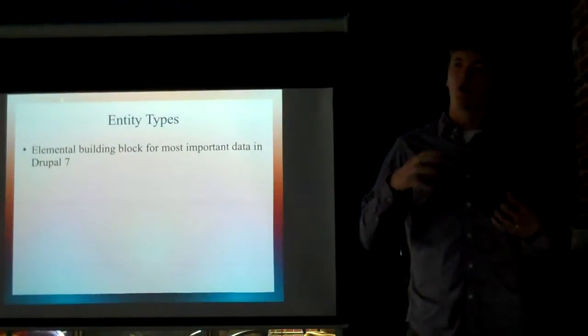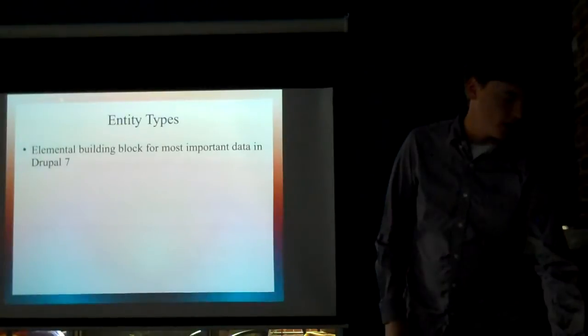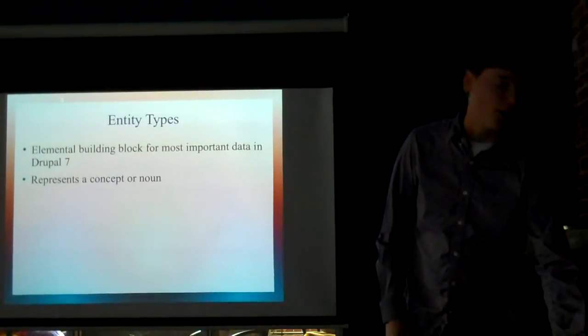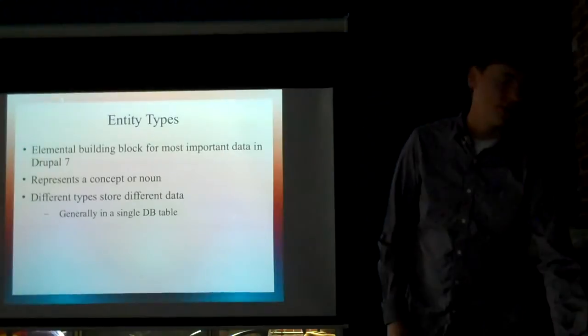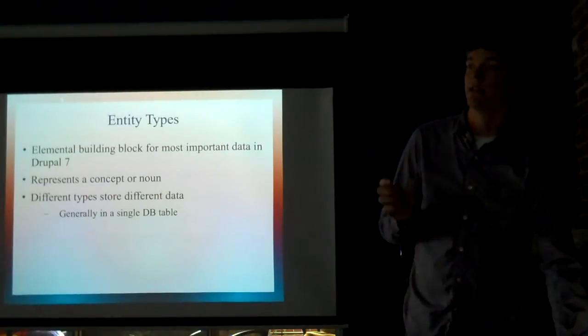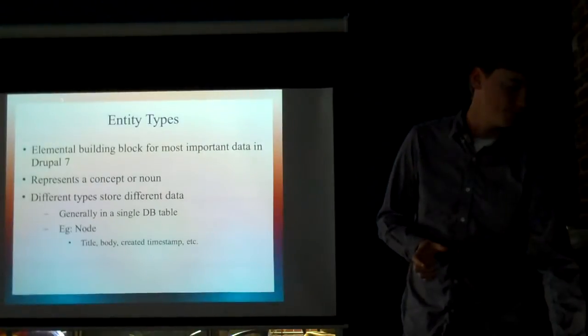But entities are kind of like the core data. They're the things that you tend to work with on a daily basis. They're really interesting. So entity types represent a concept or a noun. Different types of entities store different data. Generally, each entity type stores data in one database table, although it's not always true.